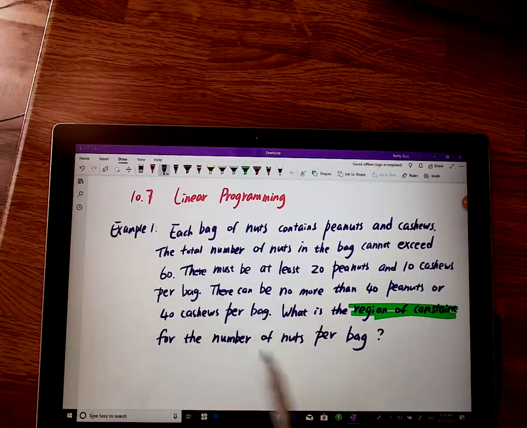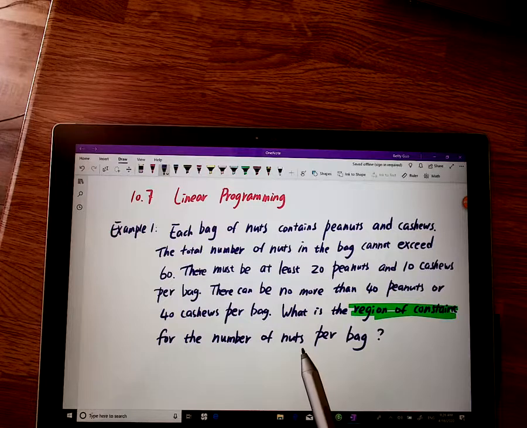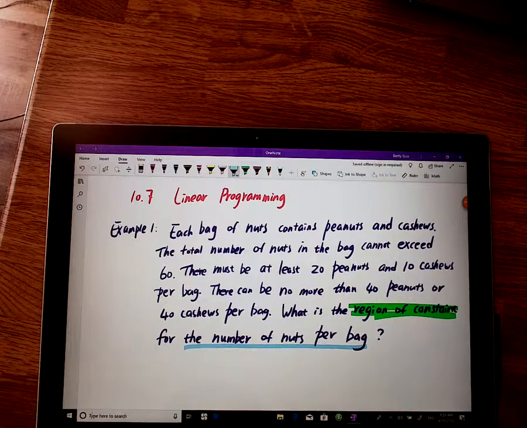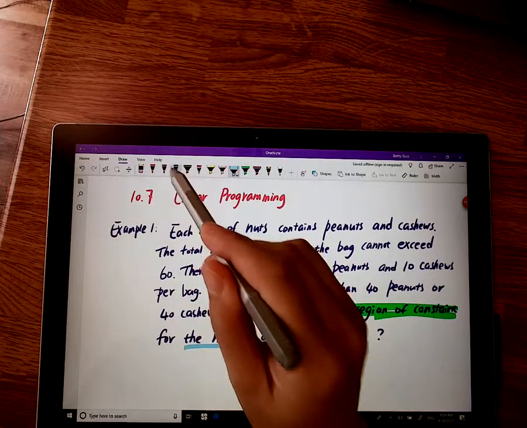Well, this is an application problem. The goal is to find the region of constraint for the number of nuts per bag. Every bag, you have 2 types of nuts, peanuts and cashews. Then we need to find the restraints for the number of peanuts in the bag and the number of cashews in every bag. So we want variables.